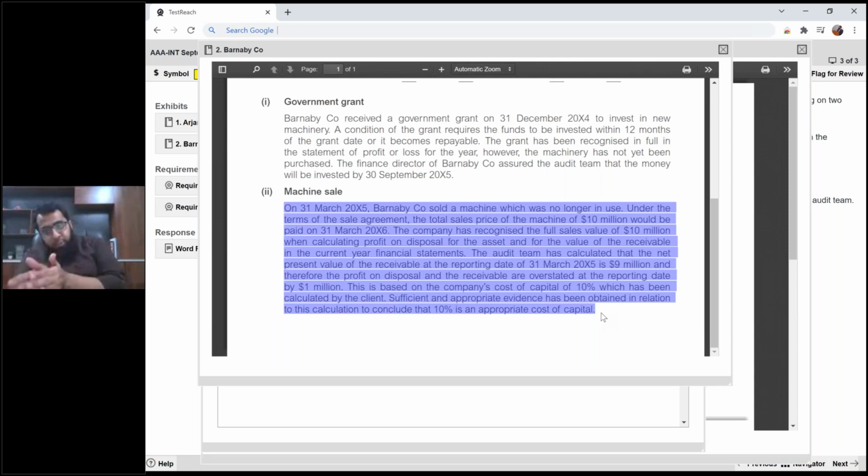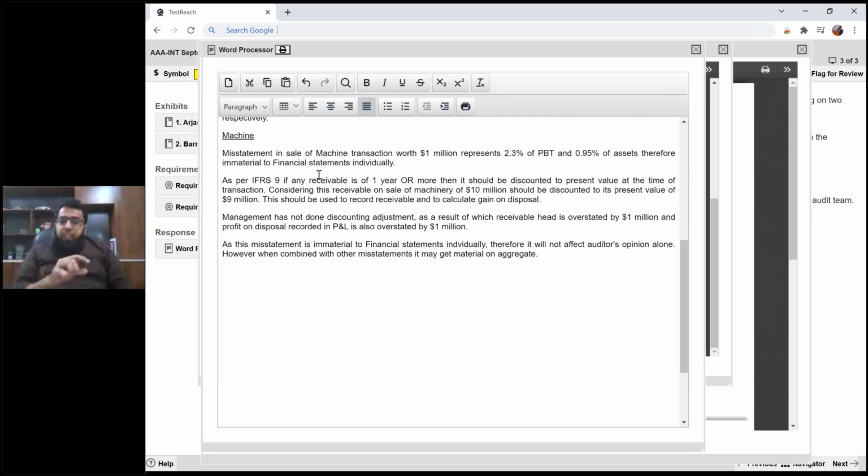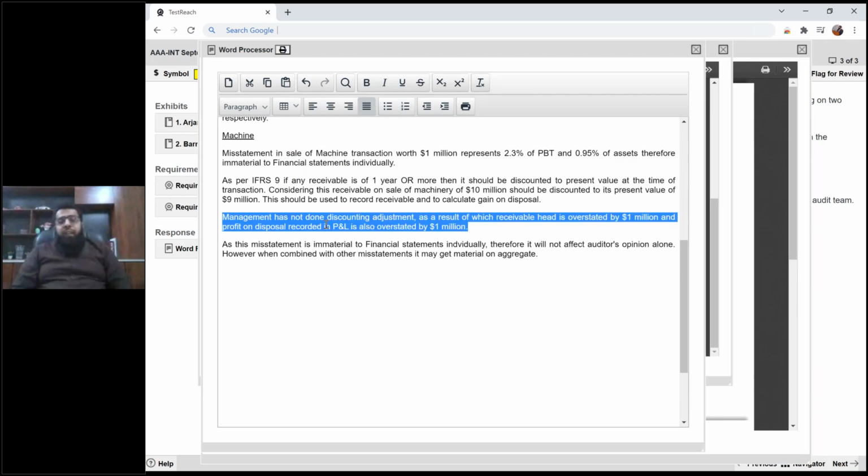Now, this adjustment should be done, but the management has not done it. As a result of which, the receivables and the profit are overstated by $1 million. So we wrote the materiality, we wrote the correct treatment. Then we said that since the management has not done this adjustment, their receivable and profits are overstated. And then we commented on the audit opinion. Is it clear?